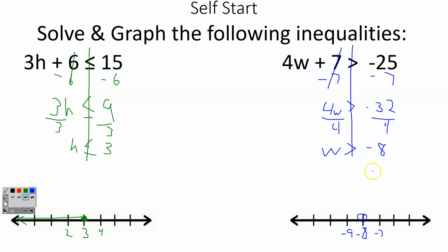Now, this tends to confuse some people. Greater than side of a number line goes this direction. Because when I start getting into the positives, 0, 1, 2, 3, 4, 5, it starts increasing. So that's a good way to think of it. So that would be my answer.